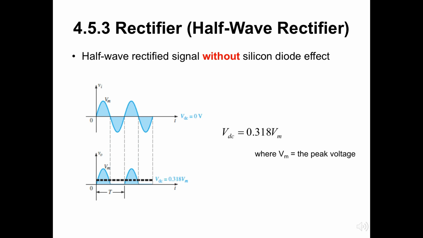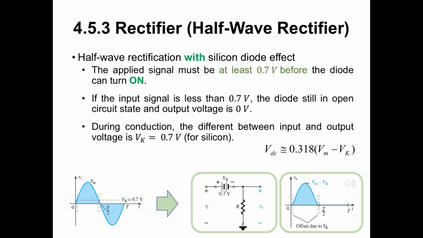The process of removing 1/2 the input signal to establish a DC level is called half-wave rectification. Now, the half-wave rectified signal with silicon diode effect. The effect of using a silicon diode with Vk equal to 0.7 volts is demonstrated in the figure on the most left for the forward bias region.